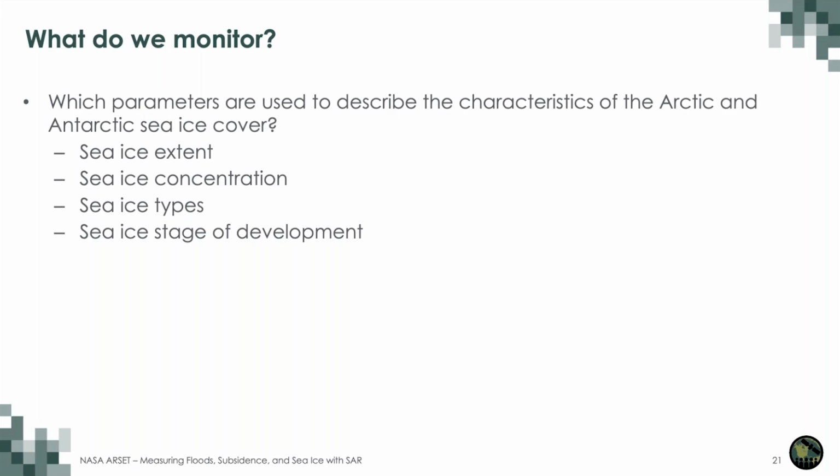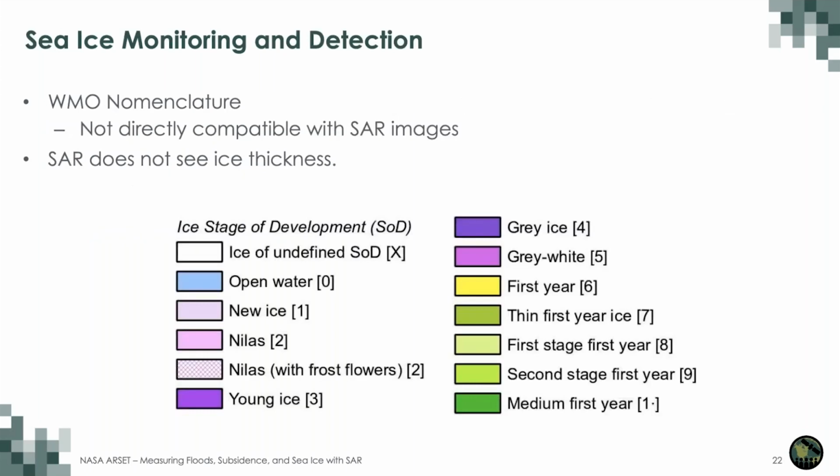Now, how we monitor sea ice was not necessarily designed with a radar in mind. A lot of the terminology that we're using, such as the WMO nomenclature, was devised while people were standing on the ice and were looking at the ice itself and imagining what it meant to them in a way. And SAR does not see thickness, or to a large degree cannot see thickness. And when we talk about the ice stage of development, we start with the open water and then new ice, nilas with frost flowers, and so on as the ice thickens.